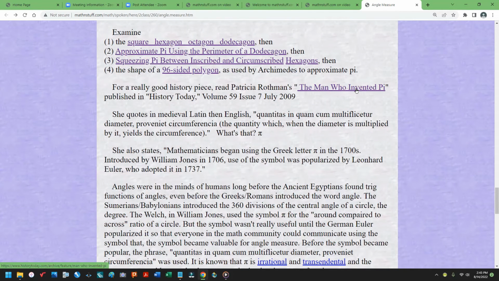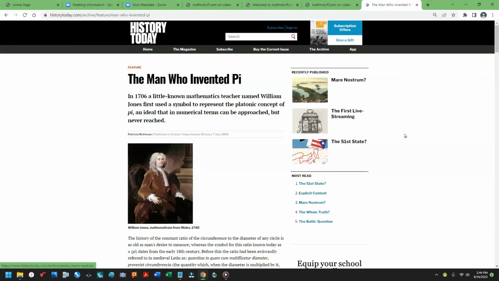Invented in one sense, but as I talked about Göbekli Tepe and Stonehenge, those people, I'm sure, were comparing around to across. Here's her article. I've just linked it for you.